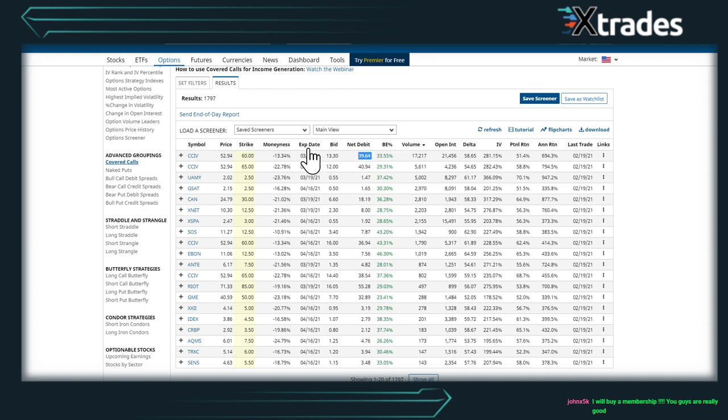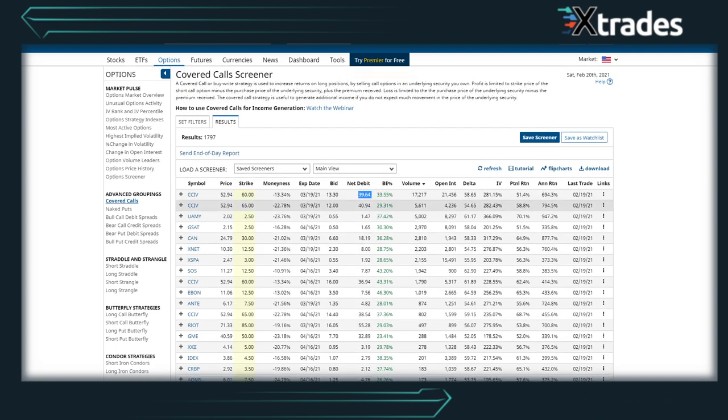If you hover over any of these, they actually explain what they all mean. So if you get confused while you're using this online, feel free to hover over and figure out what it is. So the break-even point is basically where you would break even. Pretty straightforward there. And that's just because this is the net debit, right? So your net debit is $39.64. That means that we have about a 33% drop in the current price before we hit this net debit. And that's where we break even.